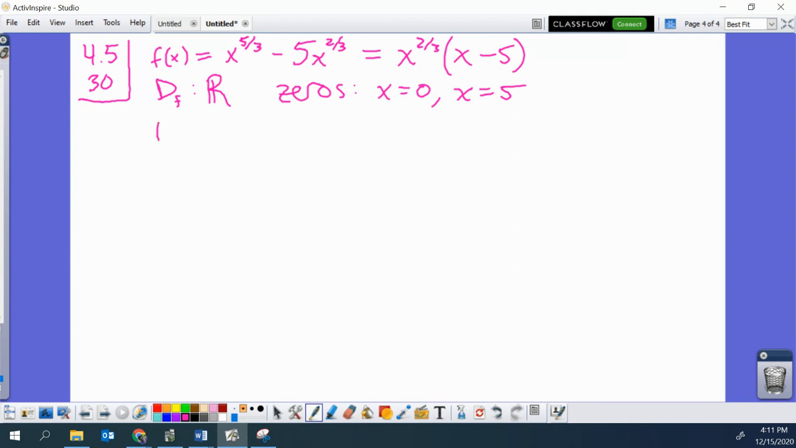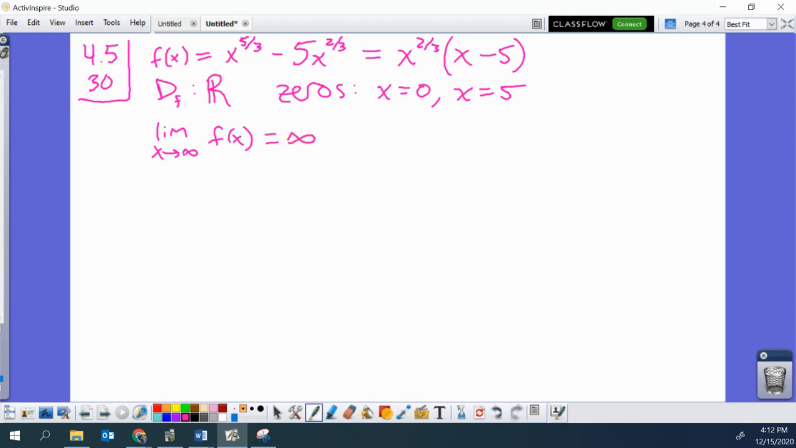End behavior. Let's take the limit as x approaches infinity and also negative infinity of this function. And when you look at this, I'll just say f of x, I kind of think maybe the factored form is easier. It doesn't really matter though. If you look here, you can see that both of those factors, the x to the 2/3 is going to approach infinity as x approaches infinity, and so is the x minus 5. And so because of that, that limit as x approaches infinity is just going to be infinity.